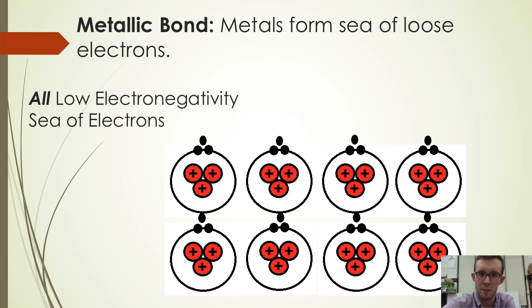Meanwhile, we've learned about metallic bonds, which form from only metal atoms, like lithium atoms, in which metals with their low electronegativity have loose valence electrons, which form a sea of electrons.